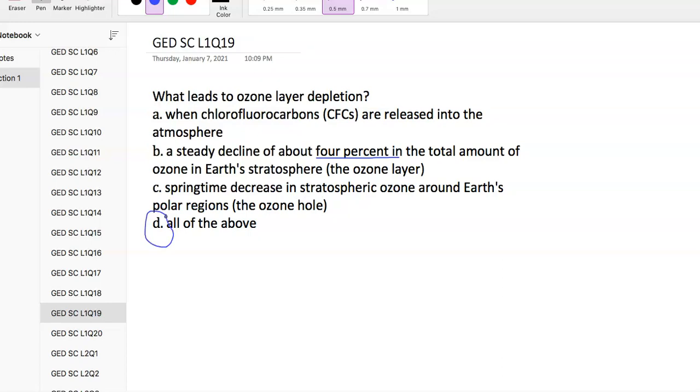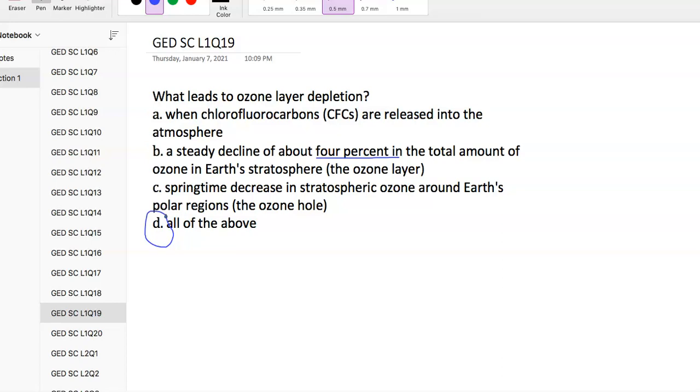Ozone depletion, and we're kind of repeating ourselves, but it's important. A lot of times you'll have to hear this a few times. Ozone depletion occurs when chlorofluorocarbons are released into the atmosphere. These gases, through several chemical reactions, cause the ozone molecules to break down, reducing ozone's ultraviolet radiation absorbing capacity.